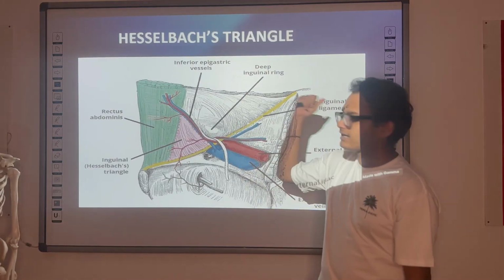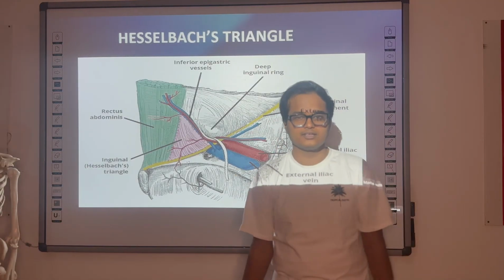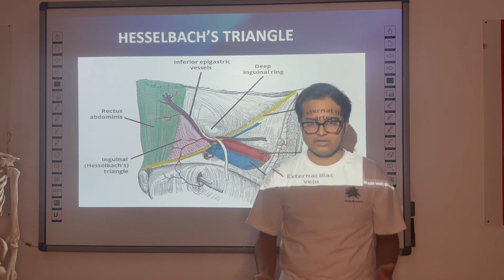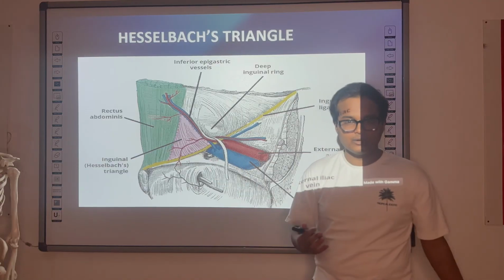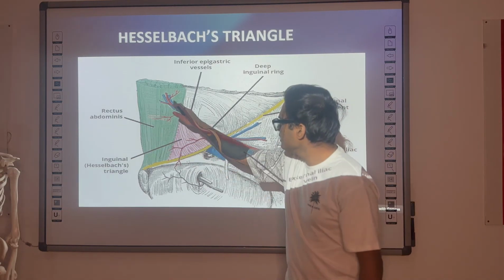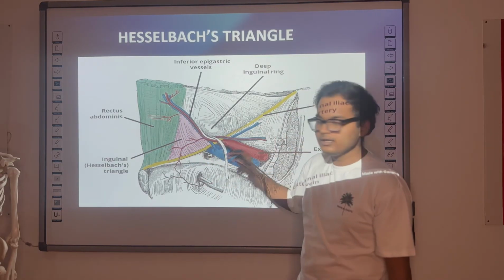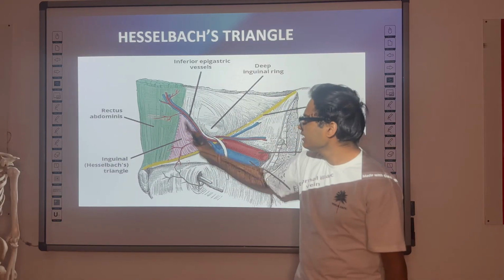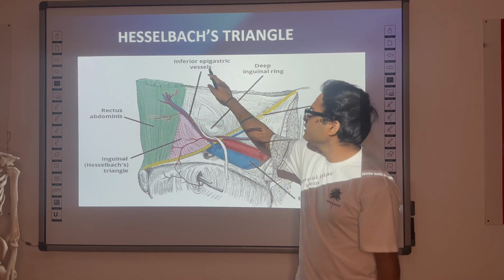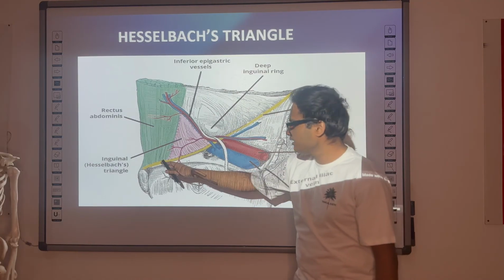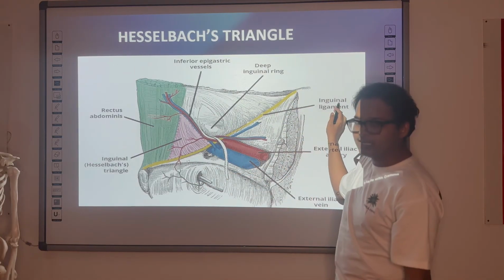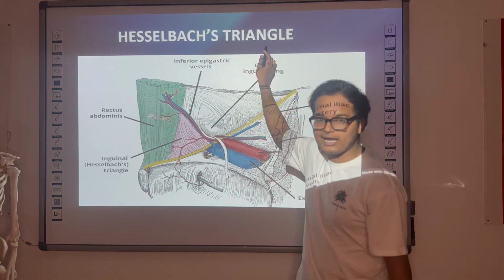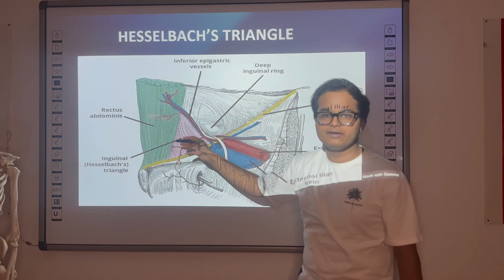So the Hesselbach triangle is also known as the inguinal triangle. It is a region in the anterior abdominal wall, and it has three borders: the medial border, the lateral border, and the inferior border. In the medial border, the lateral border of the rectus abdominis muscle is present. In the lateral border, the inferior epigastric vessels are present, and in the inferior border, the inguinal ligament is present. This triangle is known as the Hesselbach triangle, and we also call it the middle inguinal fossa.